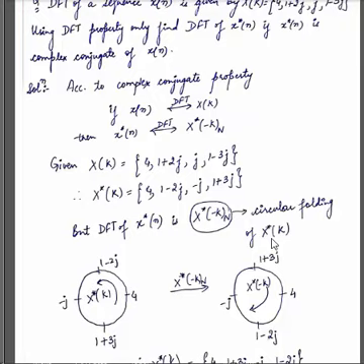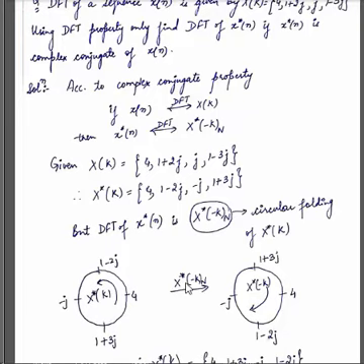So first we have to draw X conjugate k. X conjugate k is 4, 1 minus 2j, minus j, 1 plus 3j. Using the graphical representation of a sequence, the starting position is this 4, then plot all the samples in the anti-clockwise direction: 4, then 1 minus 2j, minus j, 1 plus 3j. That is the plot of X conjugate k. Now we have to find X conjugate minus k from this.